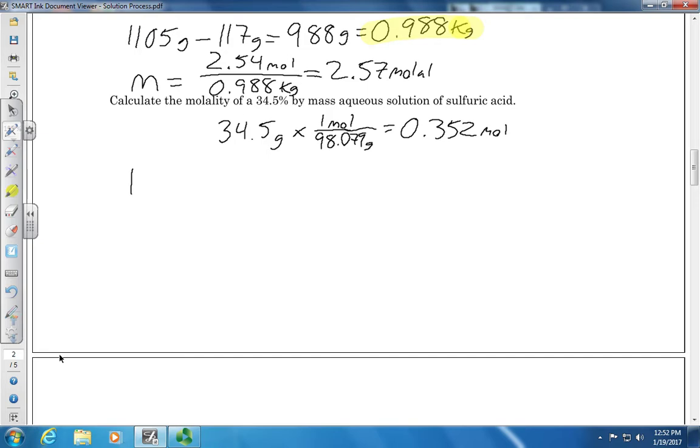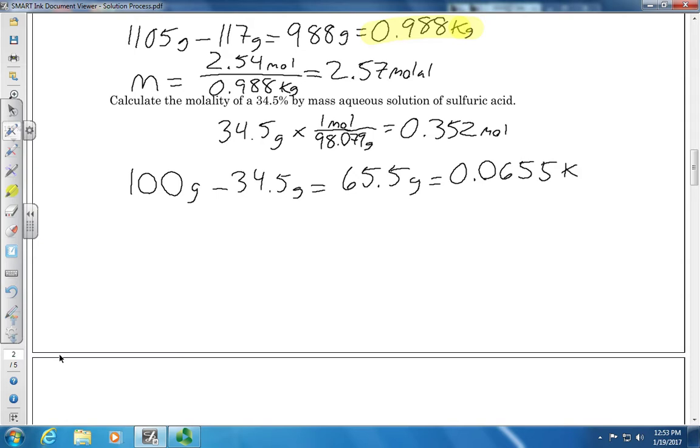So again, coming back to the idea that we have 100 grams, all told, 34.5 of them were sulfuric acid. So the difference between the mass of the sulfuric acid and the total mass should give us the mass of the solvent, which would be 65.5 grams. And if we were to change that to kilograms, it would be 0.0655 kilograms.